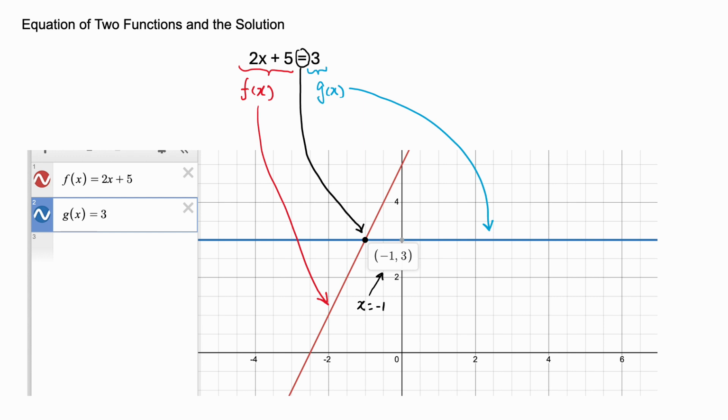Now we have two functions, f(x) and g(x). f(x) is in red and g(x) is in blue. f(x) is a linear function, and g(x) is a constant function. You can see that f(x) and g(x) are different. They are different functions, so they are not equal, but there is a point where f(x) equals g(x). At that very point, that is a solution of f(x) equals g(x), which makes the two functions equal.